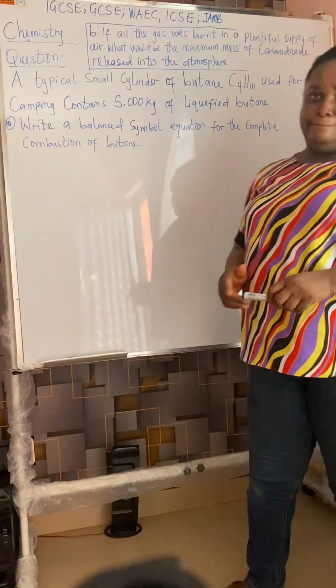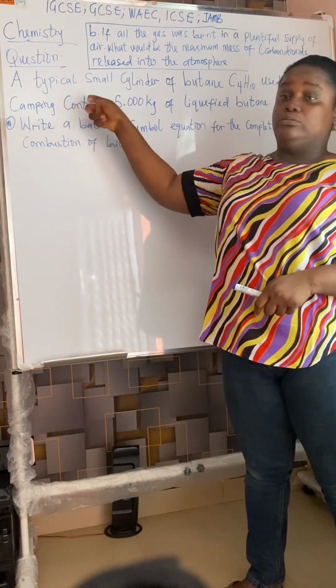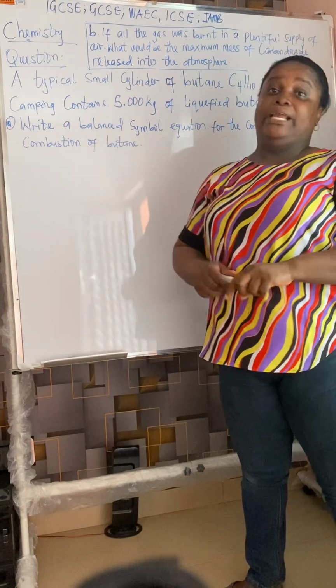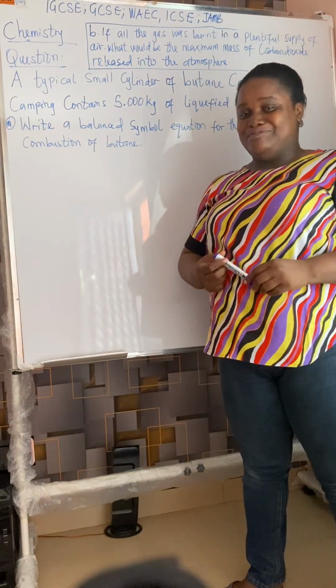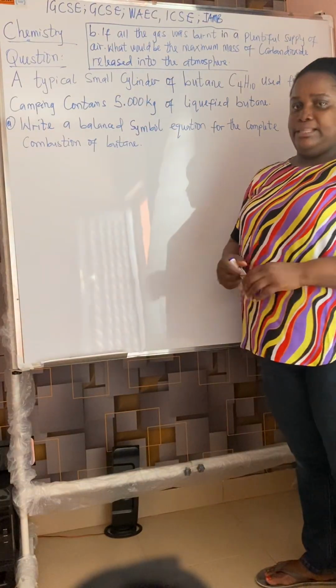Look at this question. My intention is to use this one stone to kill all the birds around here. How is that possible? I'm going to break it down, don't worry. Let's read the question together.